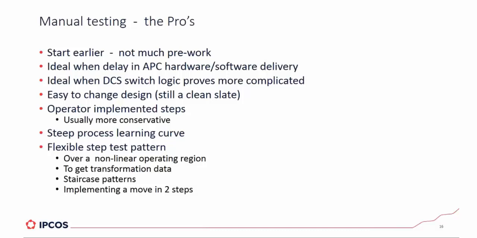Of course, we know that the operator implemented steps are usually more conservative. The operator knows his plant. Well, some of them could be too conservative, that also happens, or they could require authorization from a few levels above them, which makes it very cumbersome. But the fact remains that they know their plant best, and we should actually see this as a benefit of a manual test.